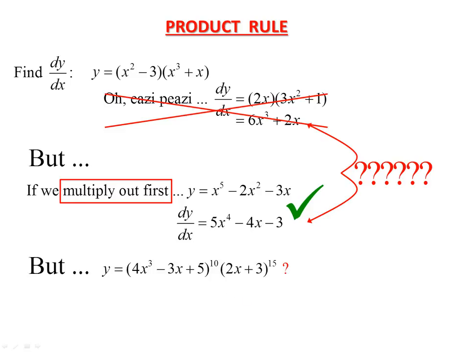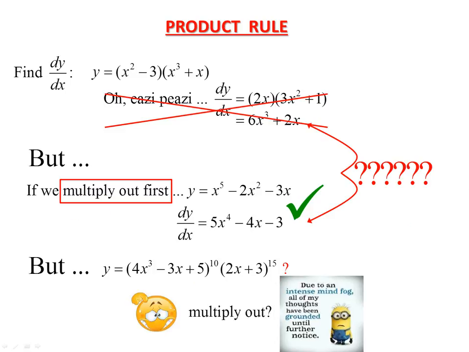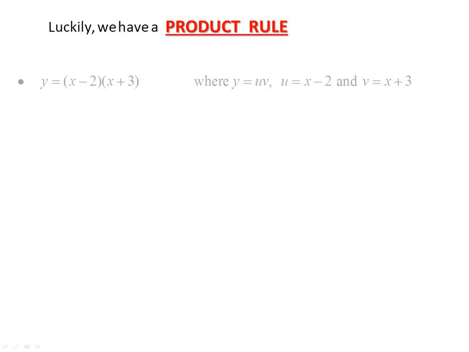Oh, but hang on. Have a look at this one. This is great if we have to multiply this out first before we differentiate it. Let's see if we can find another way. And we do. Luckily we have the product rule. Let's have a look at some products.